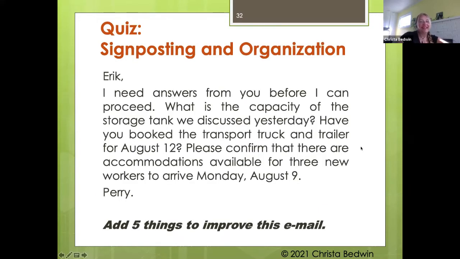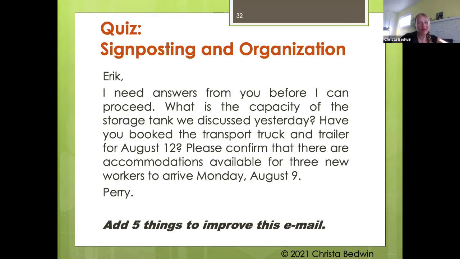So, quiz. How could you think visual about this? And if you think visual about this email, you're going to make it so much more effective. This kind of email is the kind, when I worked at a company, that the engineer would come back and say, oh, the client never answers my emails. Yeah, no wonder the client never answers your emails. Look at this thing. It's hard to answer, isn't it?